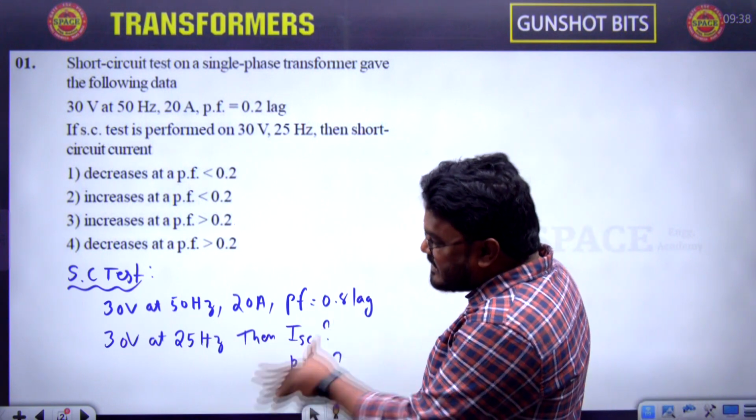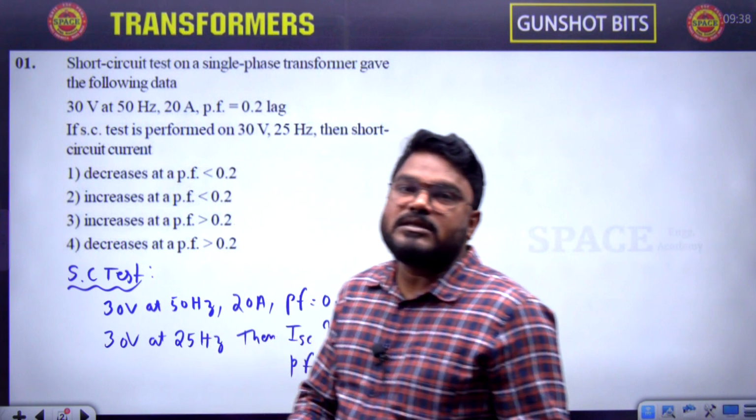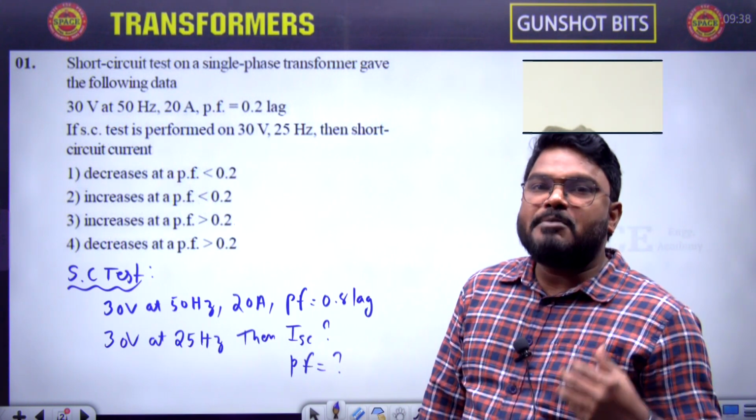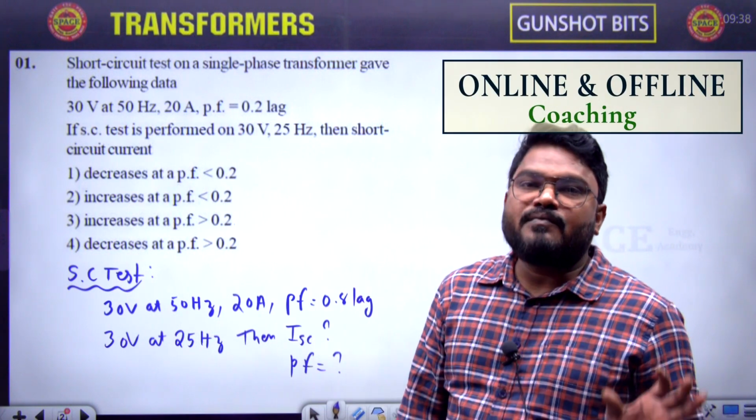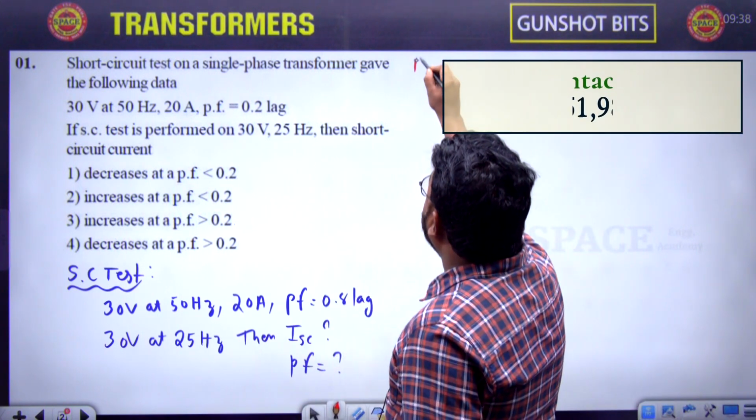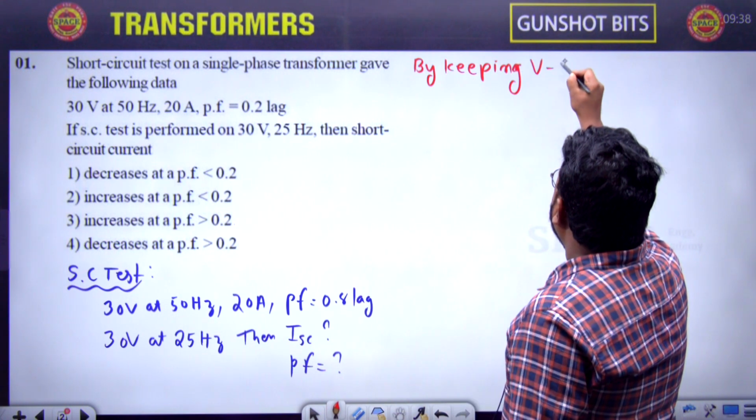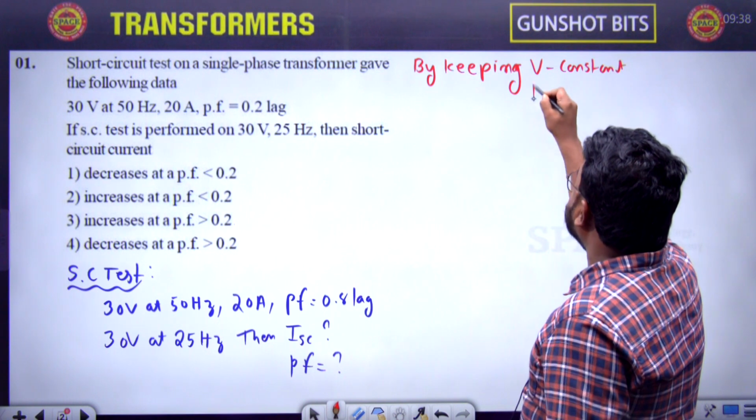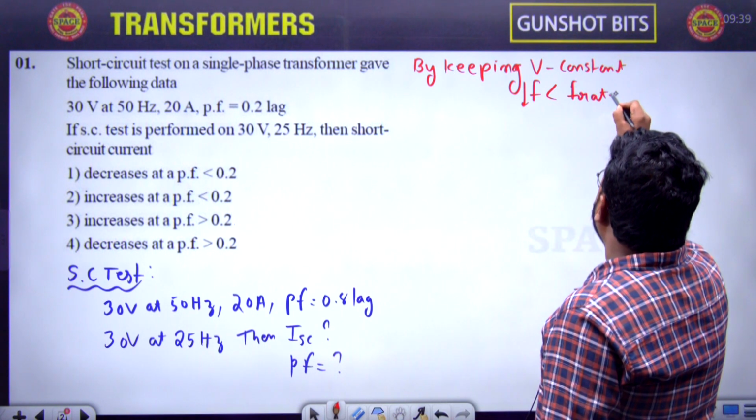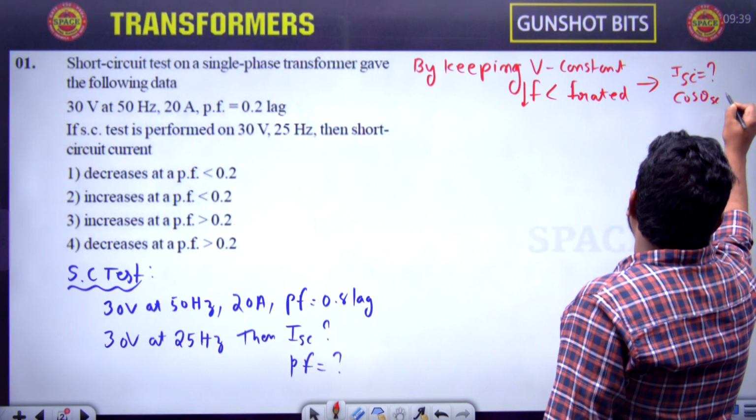By using this test data, we conclude that the voltage is constant and frequency is reduced below its rated value. If the short circuit test is conducted by keeping the supply voltage constant and the frequency reduced below its rated value, then what will happen to the short circuit current and the power factor of the transformer under short circuit conditions?